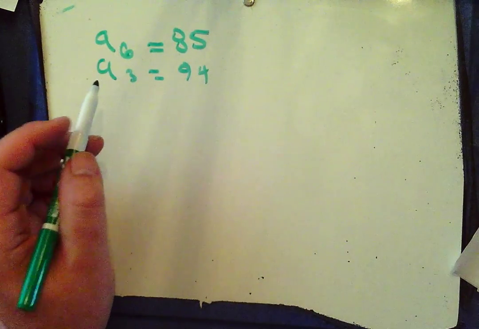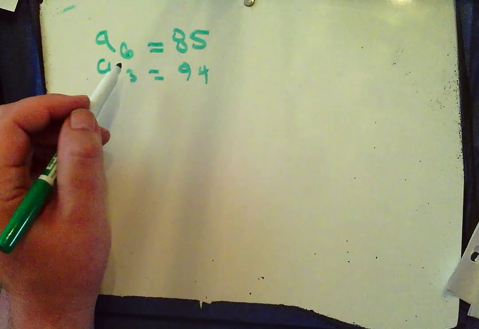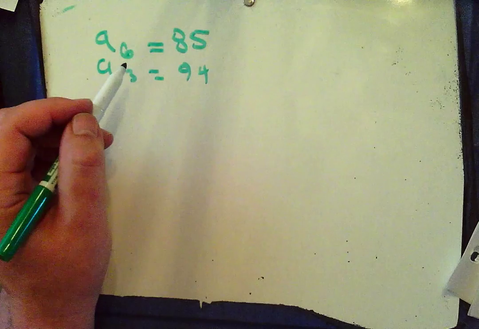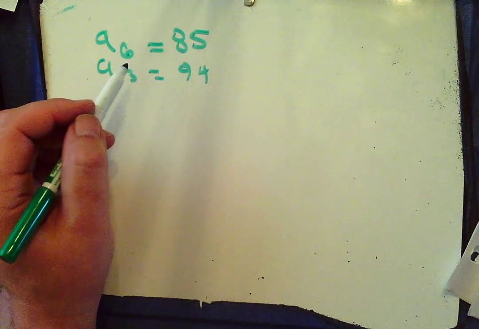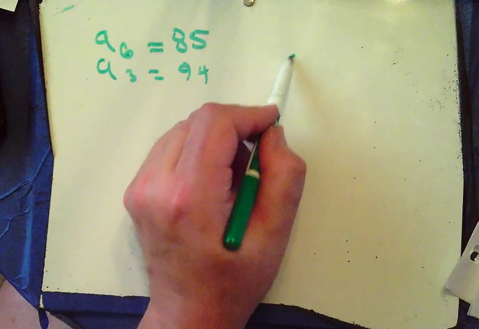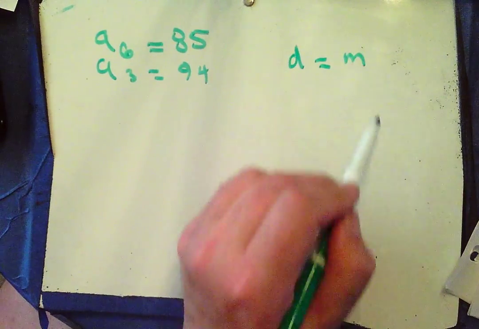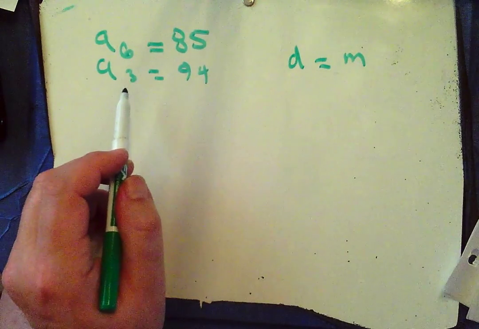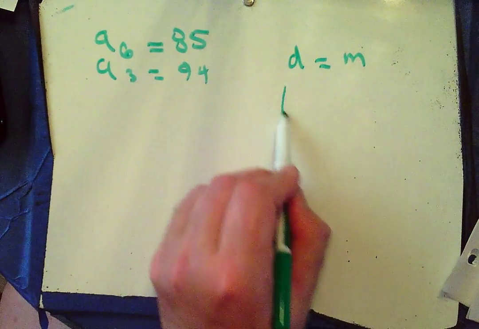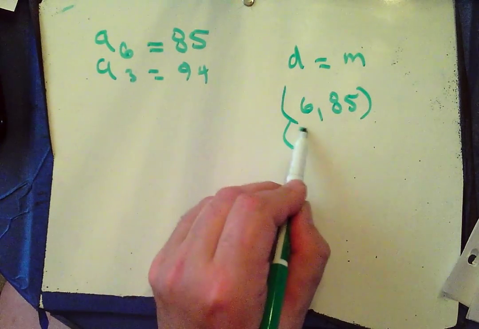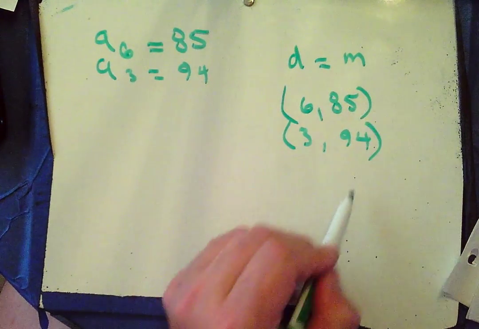Welcome back. So in this problem, I don't know a sub 1, and I don't know d. I don't know either of them. But I do remember that d is a synonym for m. And I do remember that when I see these things, I can think about them as ordered pairs. 6, 85, and 3, 94.